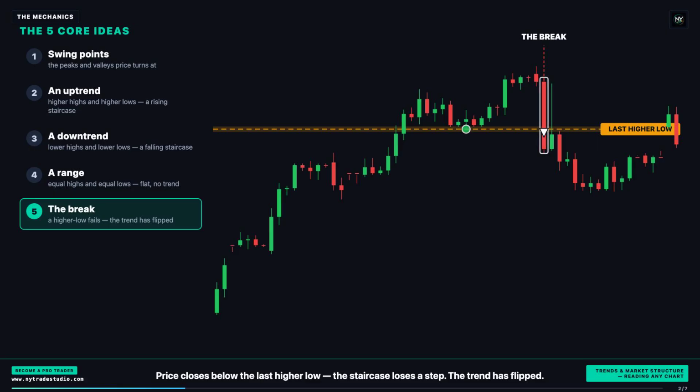The staircase just lost a step. The next bounce makes a lower high. The next dip a lower low, and the trend has flipped from up to down. That failed higher low was your earliest warning, the moment to stop buying and protect your profits.